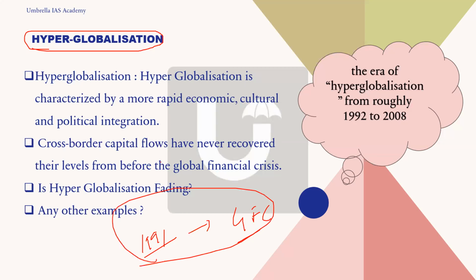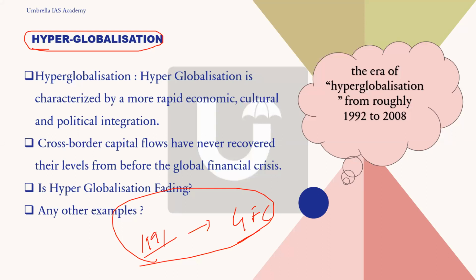Now, exactly, can we say that there is still hyperglobalization now, or is it in a decreasing trend? If they ask you whether hyperglobalization is in a decreasing trend in recent years, or do you see it in an increasing trend? Yes, not only after COVID, even after the global financial crisis of 2008, there is a lot of observation that hyperglobalization is slowly decreasing.